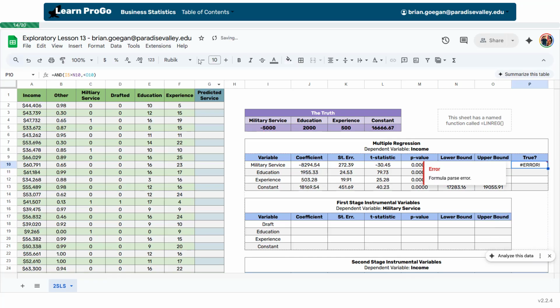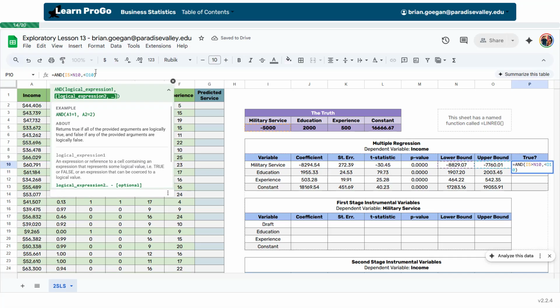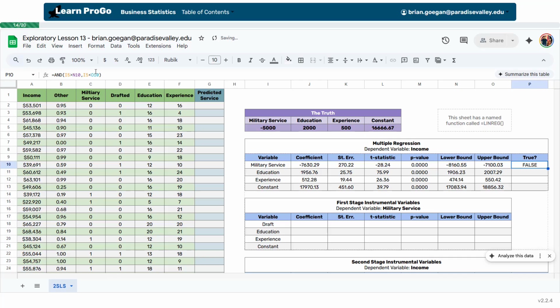And oops, is I5 less than the upper bound? There we go. No, it's not. And of course we can see it's not. Negative 5,000 is not between these two values. So we've misidentified the truth.